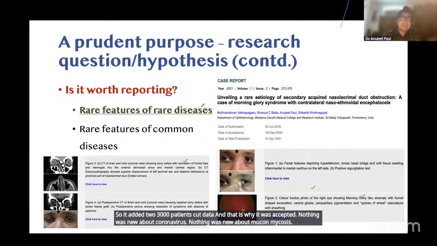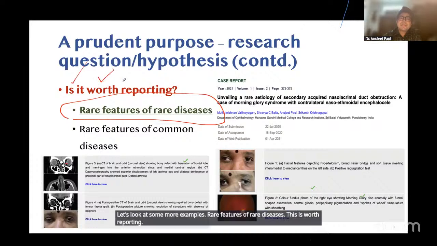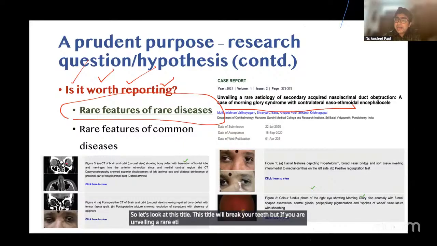Let's look at some more examples. Rare features of rare diseases. This is worth reporting. When you see something rare in OPD of a rare disease, it is worth reporting. So let's look at this title. This title will break your teeth, but if you are unveiling a rare etiology of secondary acquired nasolacrimal duct obstruction in morning glory syndrome with contractile nasoethmoidal encephalocele, this is something which is a 1 in a million diagnosis. So it easily gets accepted.